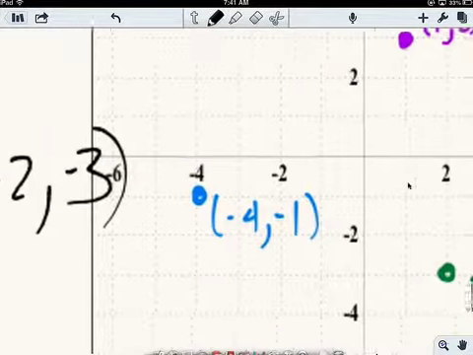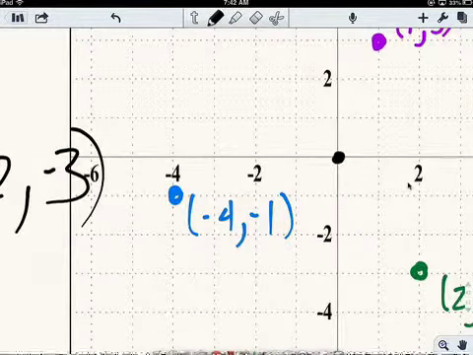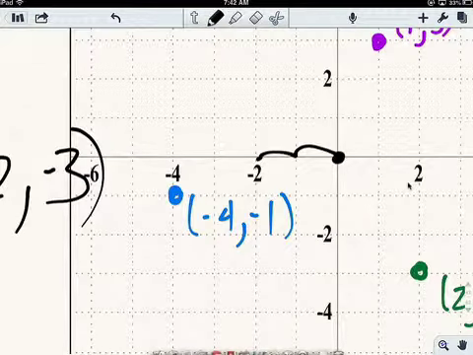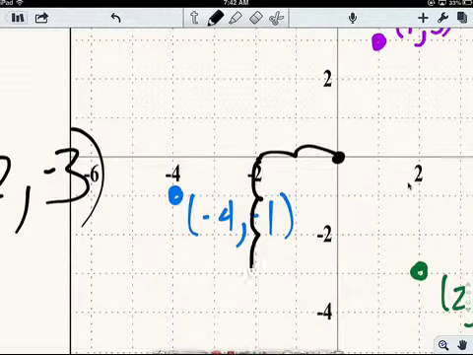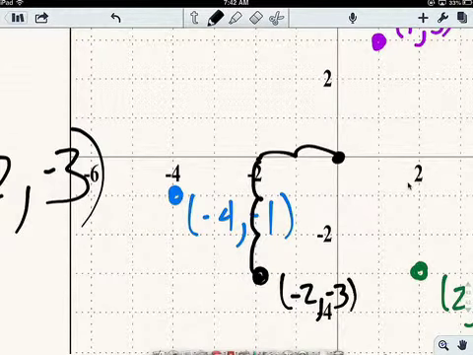And so from the origin, I'm going to pick the point. I'll go over 1, 2, and then I'm going to go down 1, 2, 3. And that's -2, -3.